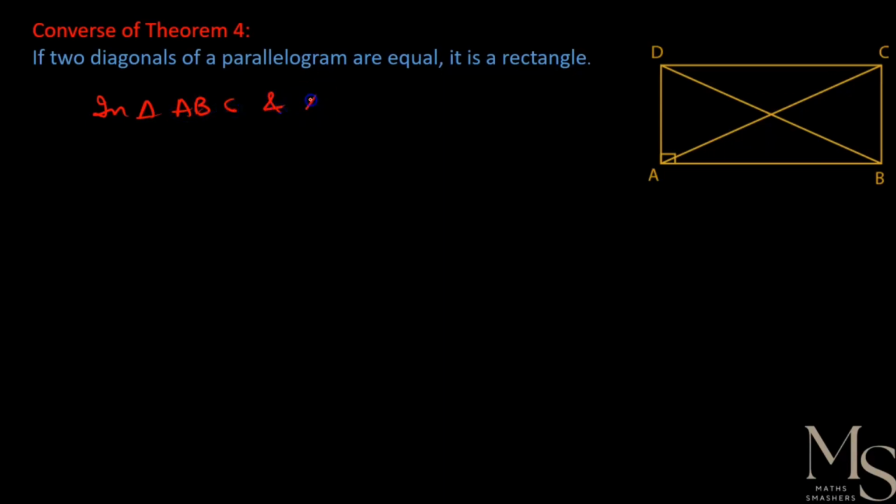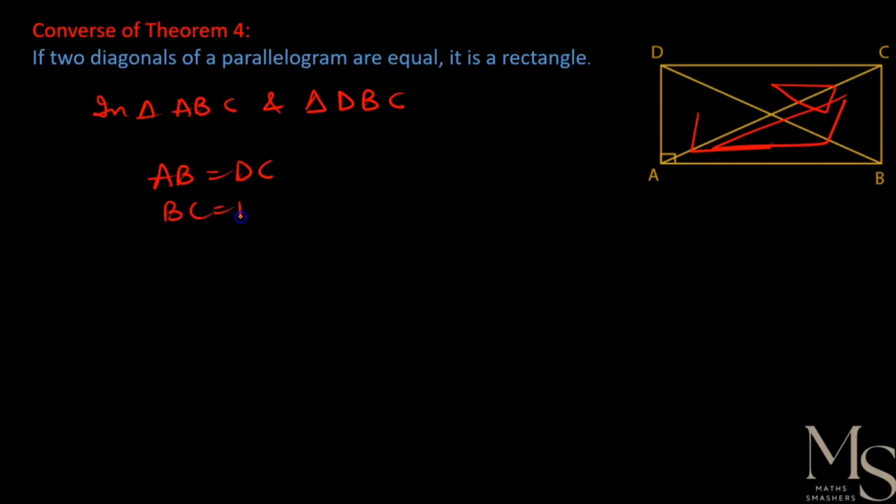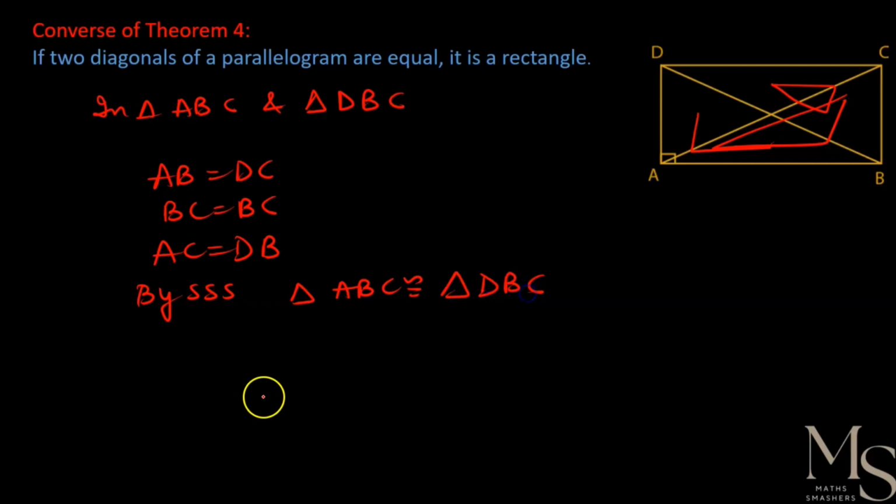ABC and triangle DBC, this one and this one, right? What is there? As you know, it's a parallelogram, that means AB is equal to DC, right? BC is equal to BC, it is common, right? And AC is equal to DB because the diagonals are equal, right? So by SSS criteria, triangle ABC is congruent to triangle DBC.